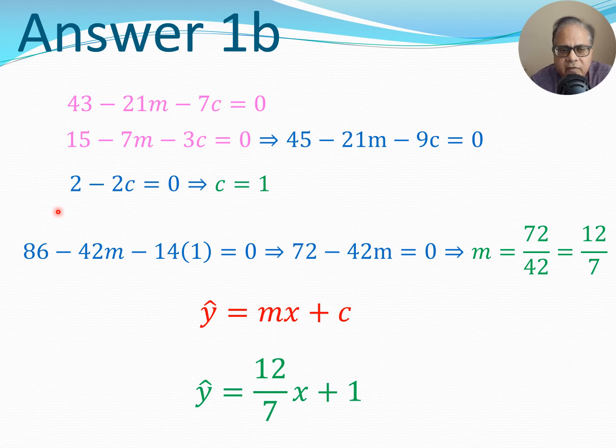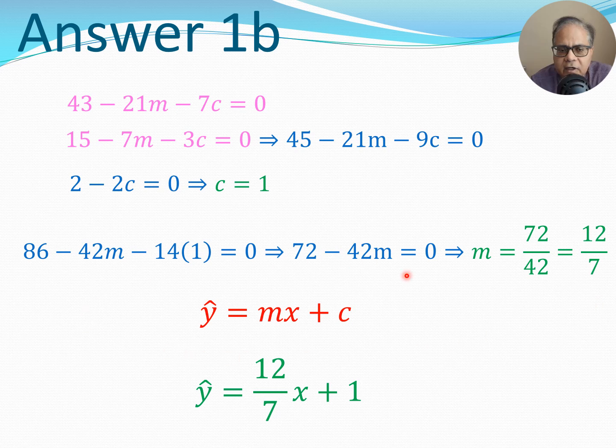And I can then subtract these two equations here. So I will get 2 minus 2c equal to 0, or c equal to 1. So I have got one of the constants for that particular fit. Now I can take c is 1 and substitute in one of those equations, and so I can solve it and I get m is 12 by 7.